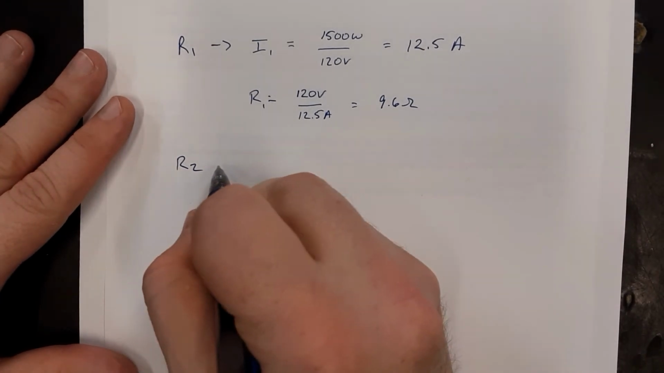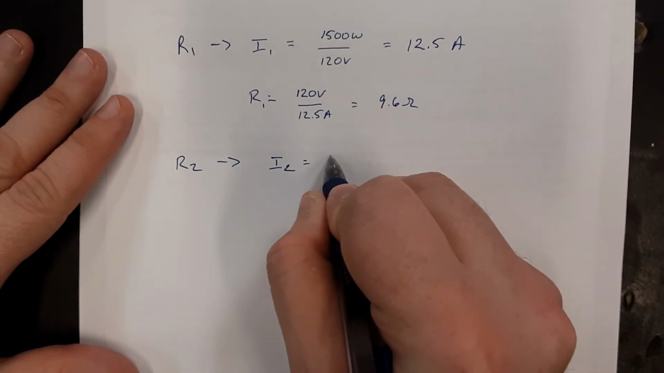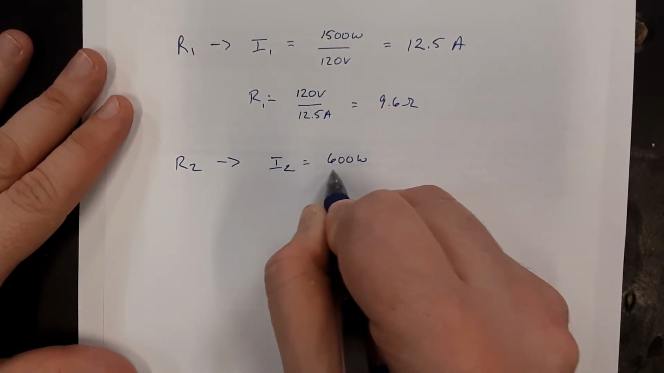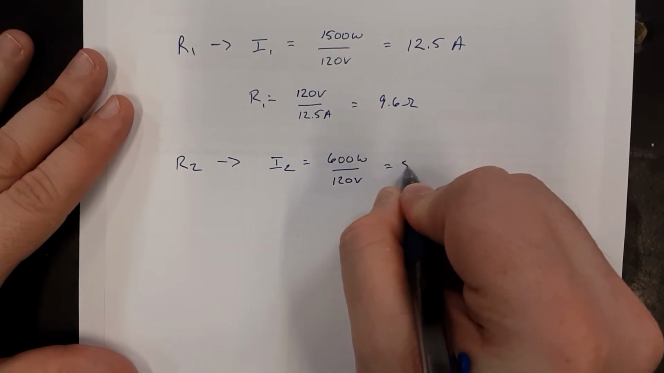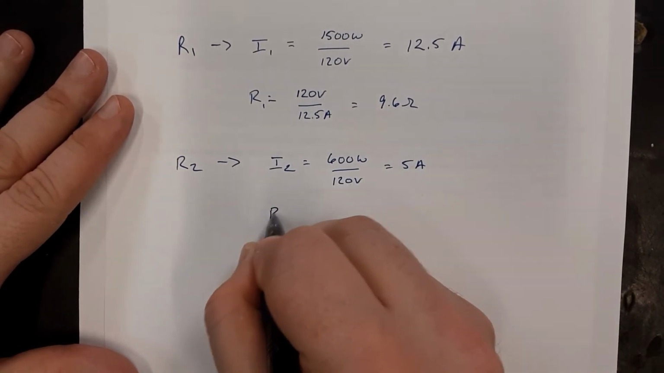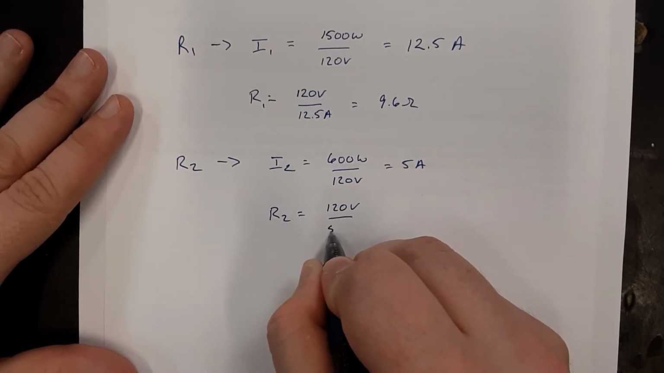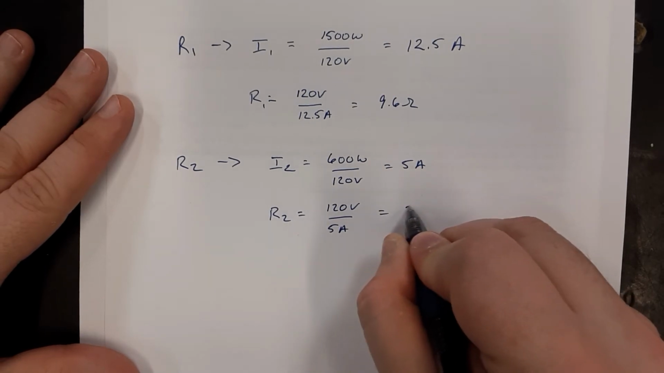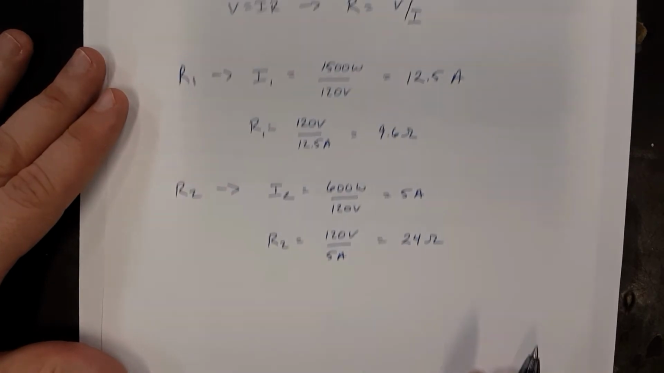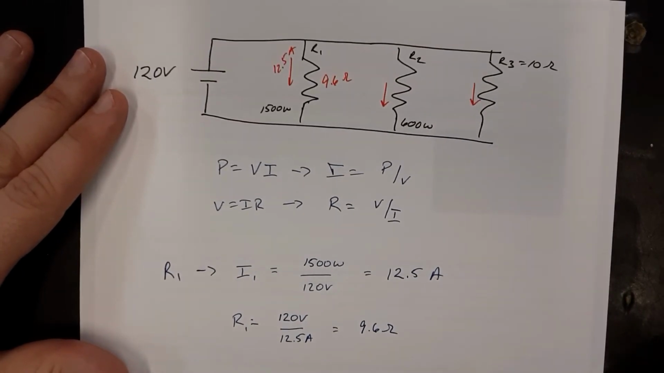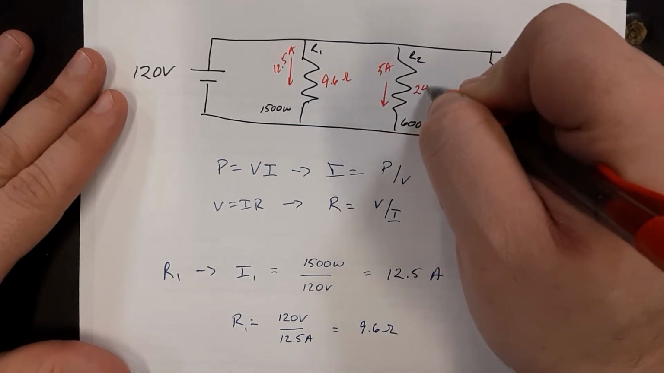R2 is going to give us I2, which is 600 watts over 120 volts, which is 5 amps. And R2 is 120 volts over 5 amps. That is 24 ohms. Right? Check, make sure the units make sense. So we're going to put those things in. This is 5 amps and 24 ohms.